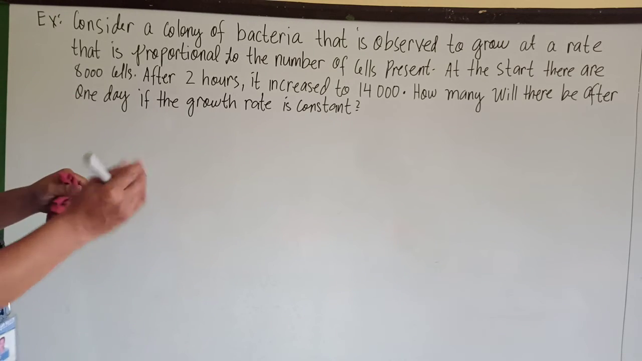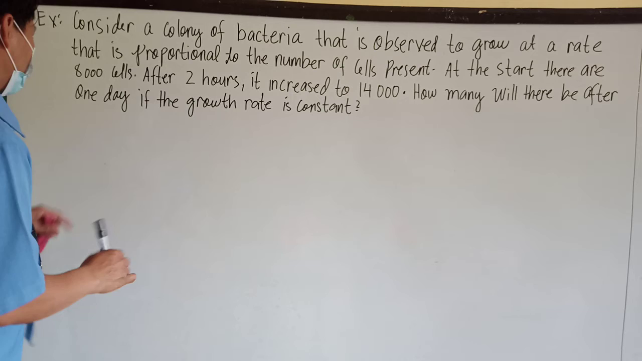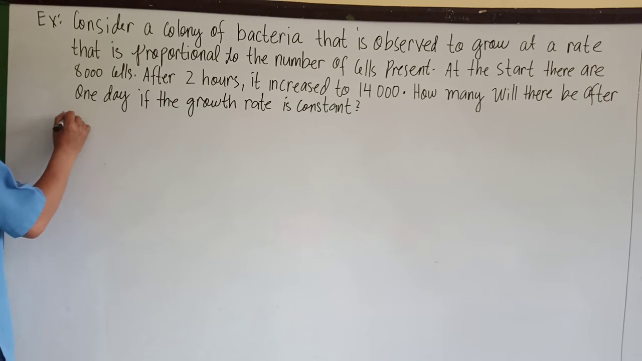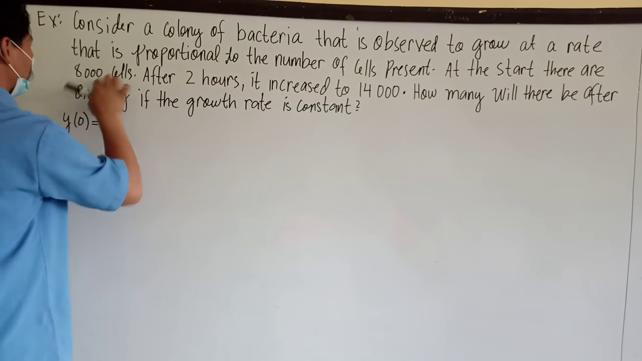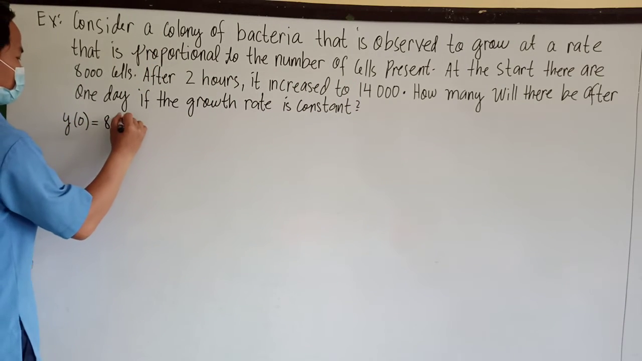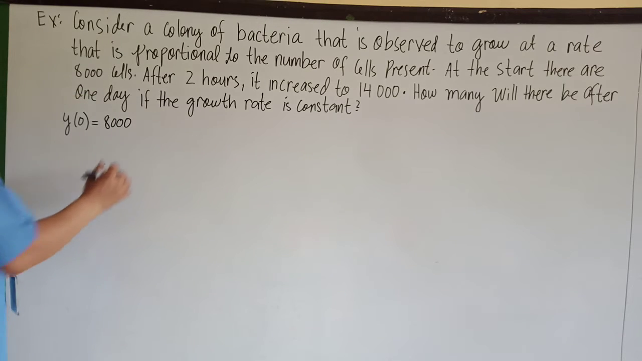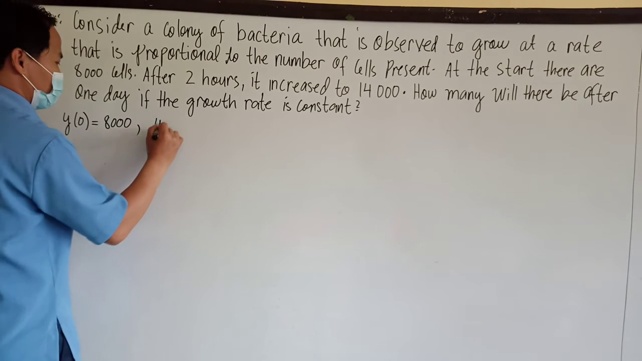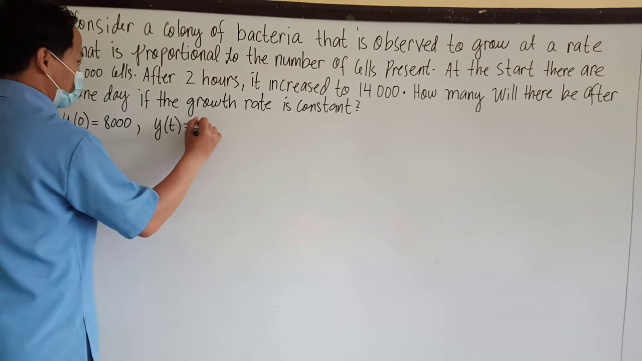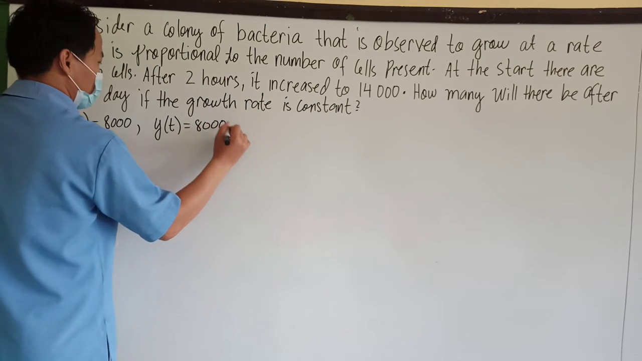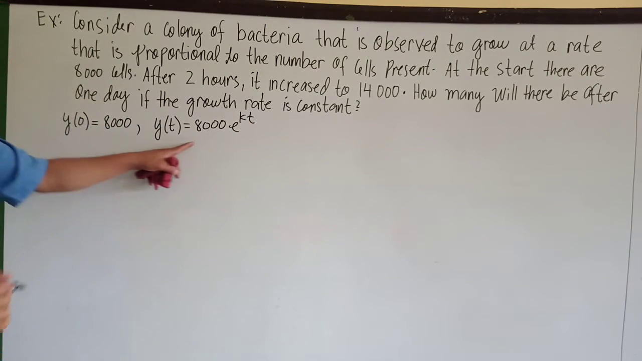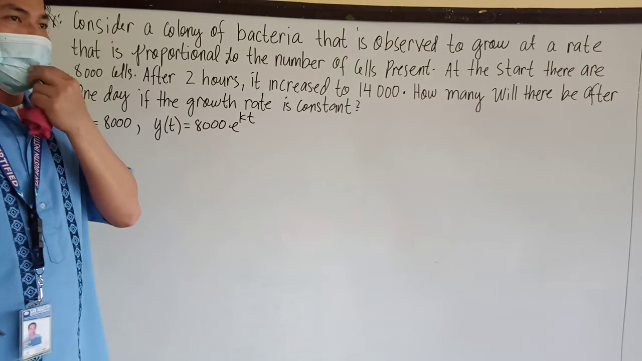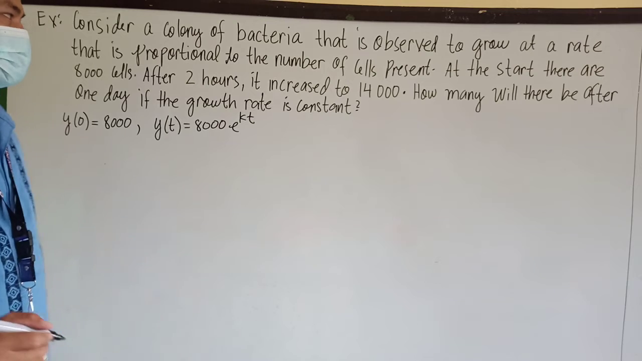Okay, so let us now figure out what are the givens. First, we have the initial value, which is y0, equivalent to, at the start, 8,000 cells. So from that, we can now write the equation y of t is equal to 8,000 e to the power of k times t. So this will be our mathematical model that would help us to solve this entire problem.